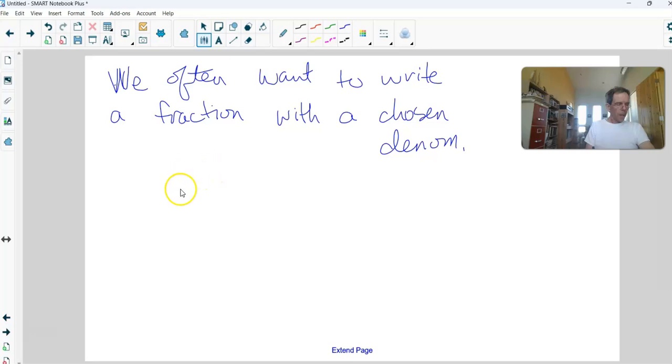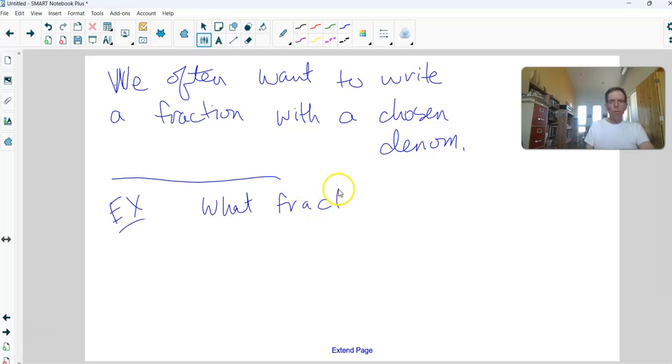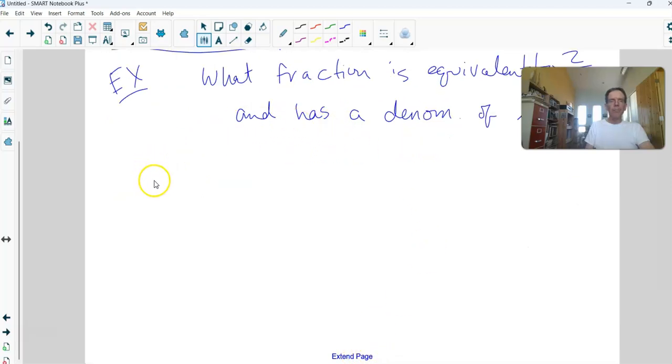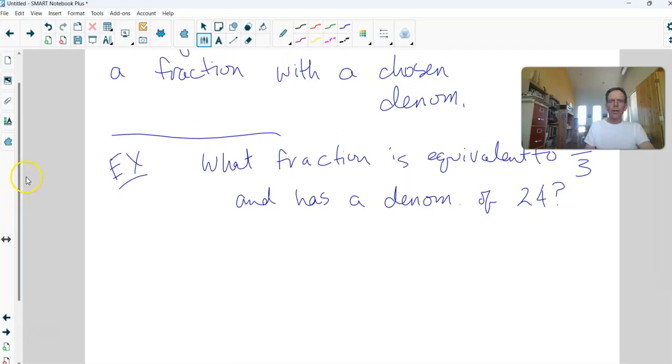So here's an example of this. What fraction is equivalent to 2/3 and has a denominator of 24? Some of you probably do this in your head, you're done already. But let's say we're not done.